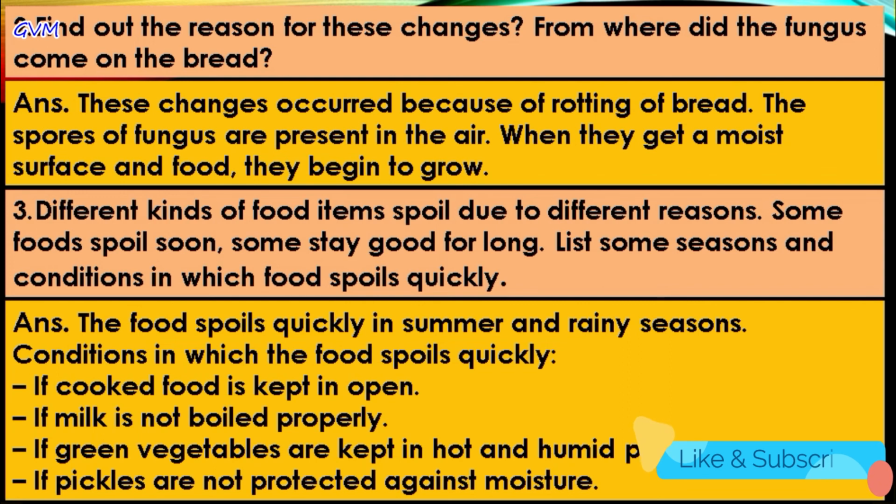So the conditions in which food spoils quickly are: if cooked food is kept in the open, then the food may spoil quickly. Secondly, if milk is not boiled properly, if green vegetables are kept in hot and humid places, and if pickles are not protected against moisture, then in all these conditions our food may spoil very quickly.